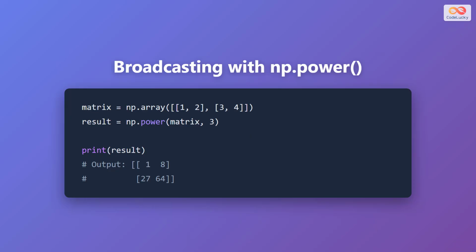np.power supports broadcasting, which means it works seamlessly with multi-dimensional arrays. In this example, we have a 2x2 matrix. When we raise it to the power of 3, each element is cubed. 1 cubed is 1, 2 cubed is 8, 3 cubed is 27, and 4 cubed is 64.